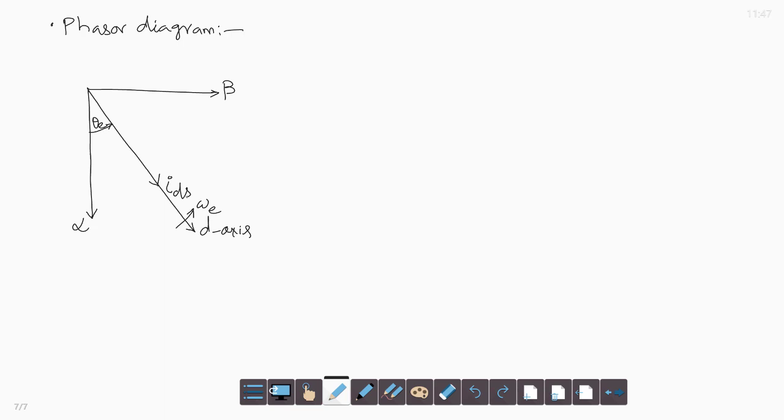and IQS. This is the Q axis moving at omega e, this is the IQS component parallel to the q axis, and this is the total stator current IS hat, which is at an angle theta with respect to the d axis, and IS, this is the I alpha s, and this is the current I beta s.